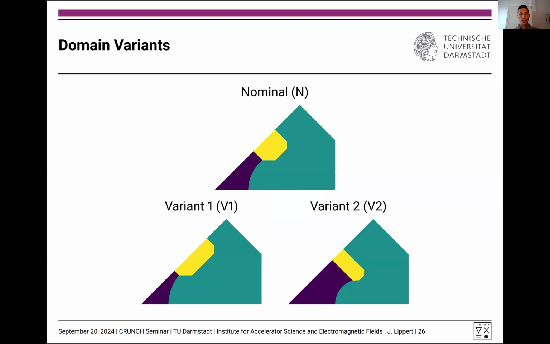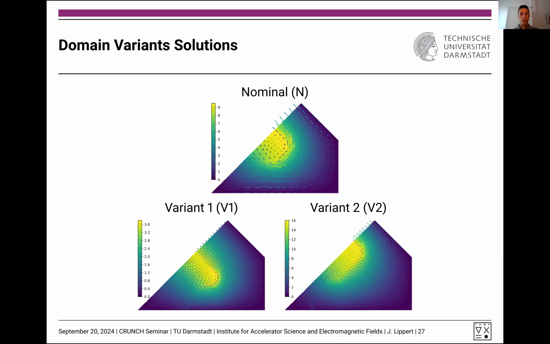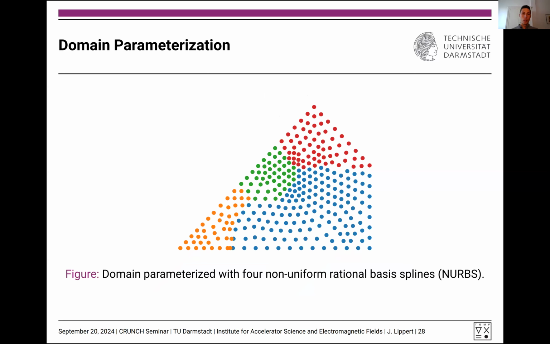And then we varied our geometry in a way that maybe an engineer would do it. We made the vacuum pipe a little bit smaller and a little bit bigger. And those are our resulting domains, from which we then again applied our workflow and used transfer learning. And here again, we have the finite element solution of those three cases.